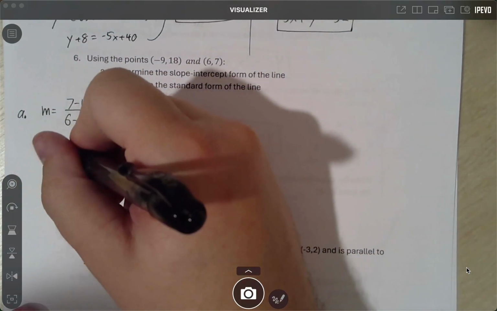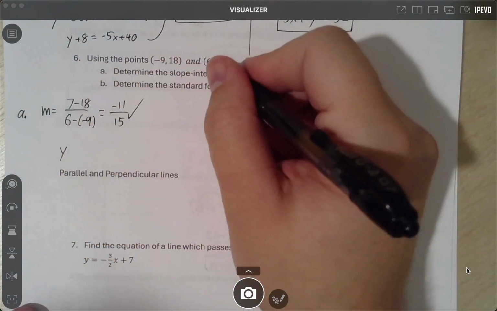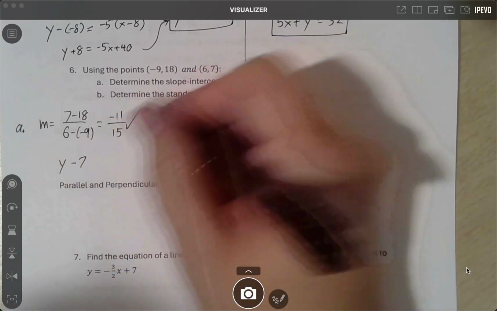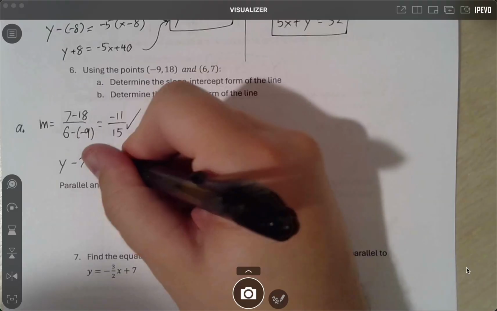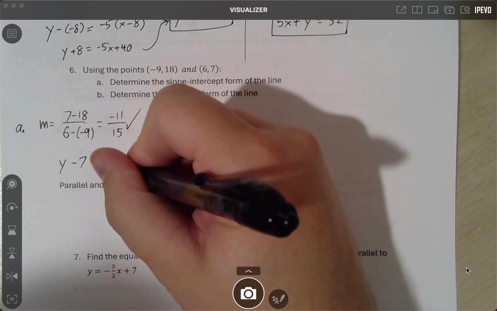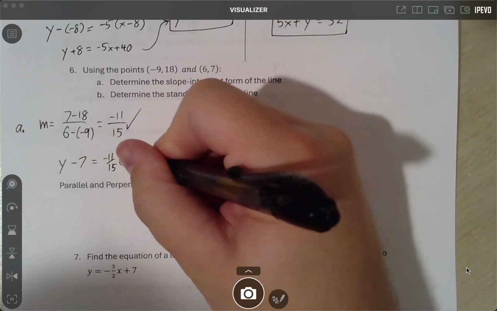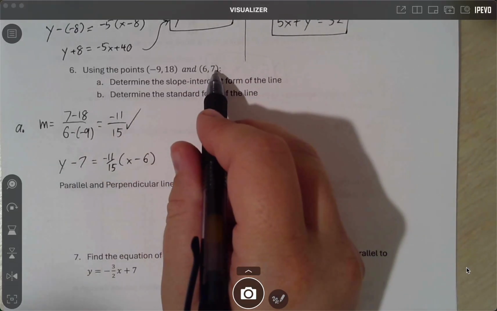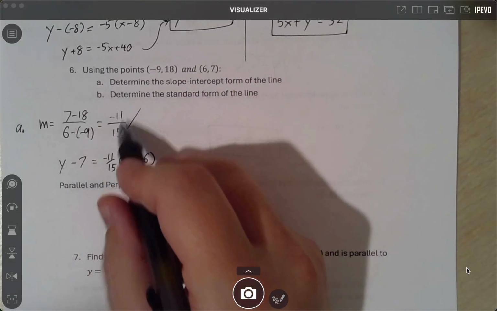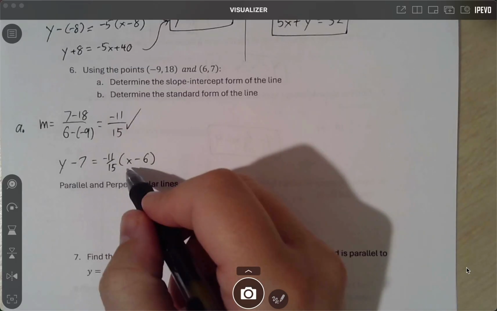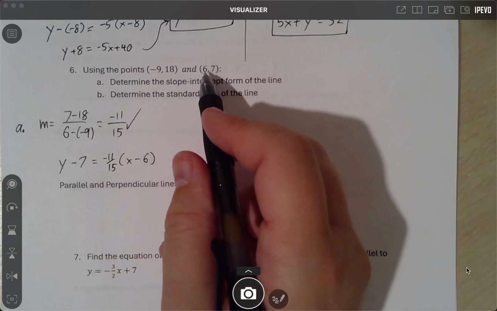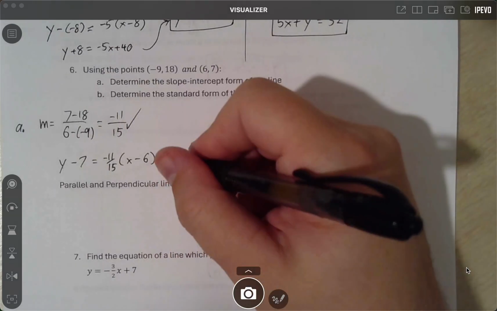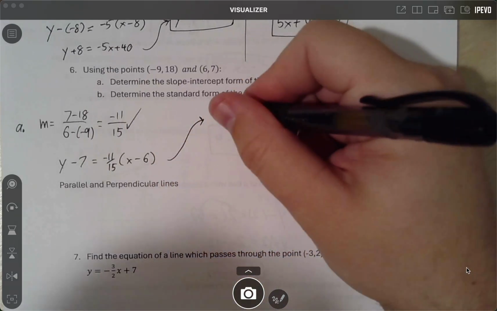My next step would be plug in a point. I think I'll plug in the second point this time, just for sake of example, and the numbers are a little smaller, so why not? And then I have x minus 6. So again, it's y minus a y value of a point you know equals your slope that you just found, and then x minus an x value of the same point that you chose, I guess, to phrase it that way. Up next, let's work this out.